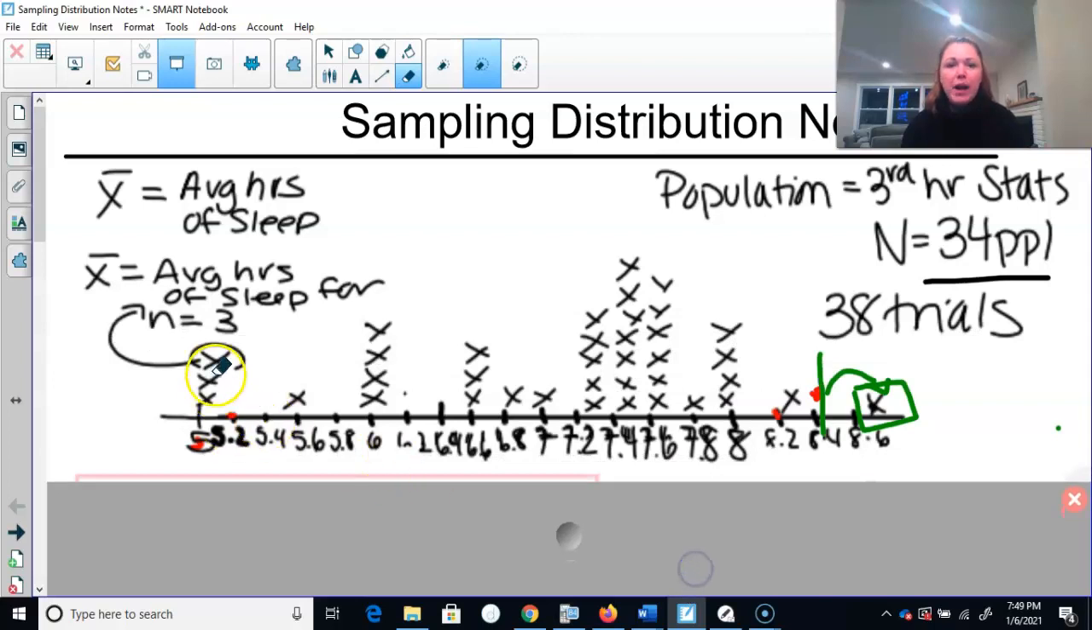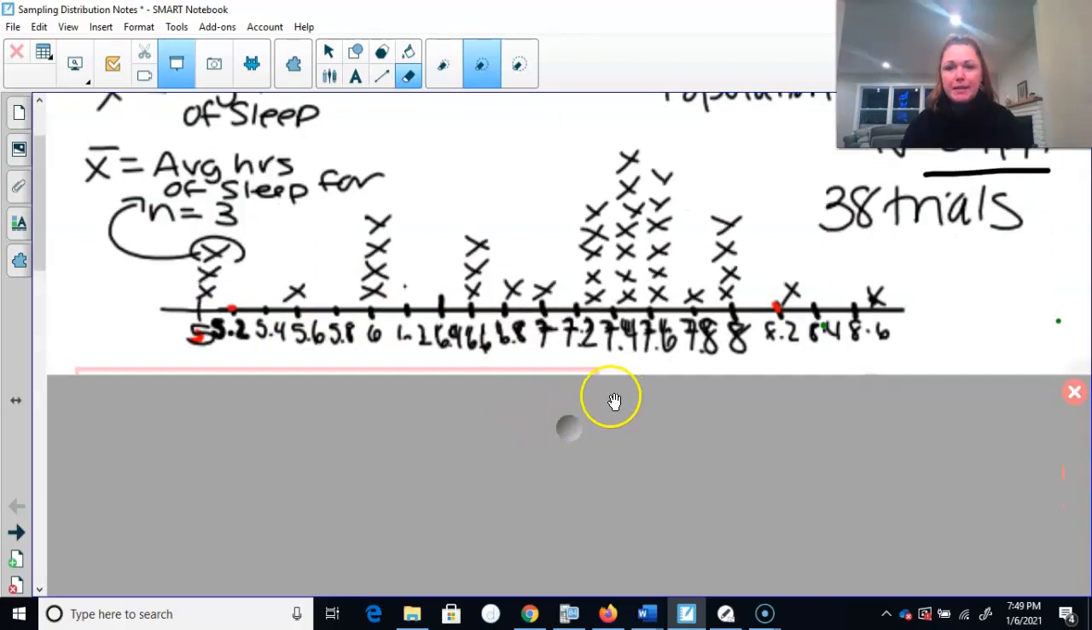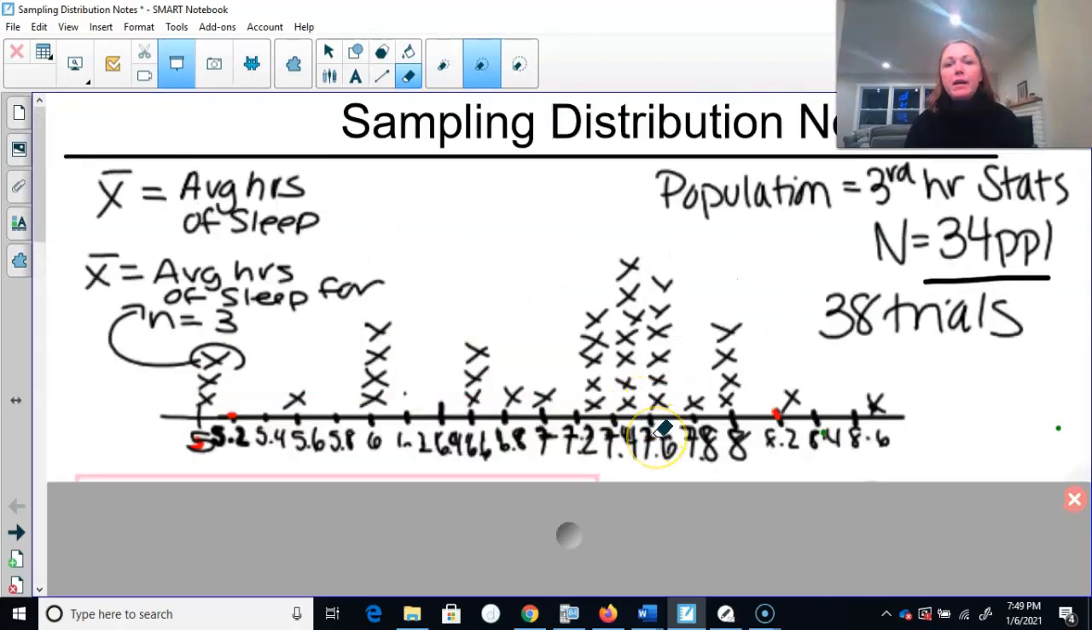Now, here's what happened. Every time you came and reported that to me, I marked it on the dot plot here. Each one of these X's represents the average hours of sleep for lowercase n, the sample size, 3 people. That's what each one of these X bars represents. Now, we are on our way to a sampling distribution of a statistic.